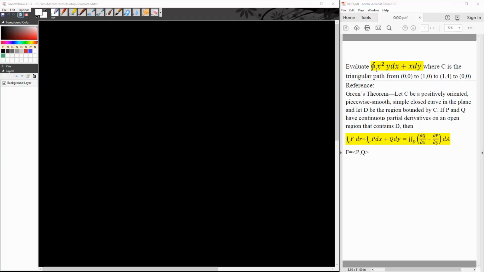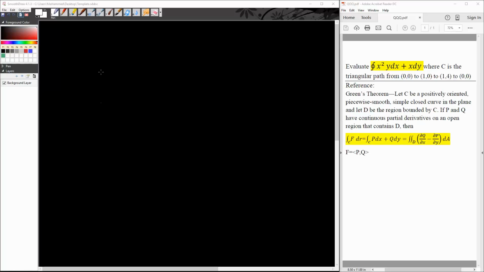Okay, in this problem we want to evaluate this, where C is the triangular path from (0, 0) to (1, 0) to (1, 4), and back to (0, 0). And we will solve this question using Green's theorem. If you're not familiar, you can pause the video here and read this, but this is a concrete example.